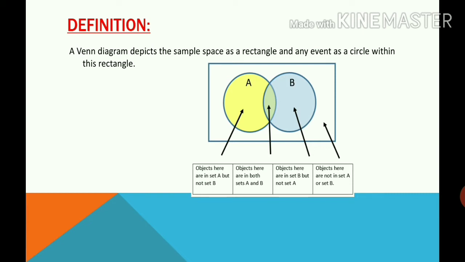And can you see the space in this rectangle? In this space you write those elements which are not in set A and not in set B. So this is how you will draw the Venn diagram, and this is how you will show the elements of set A, set B, and of the sample space, which is the universal set.